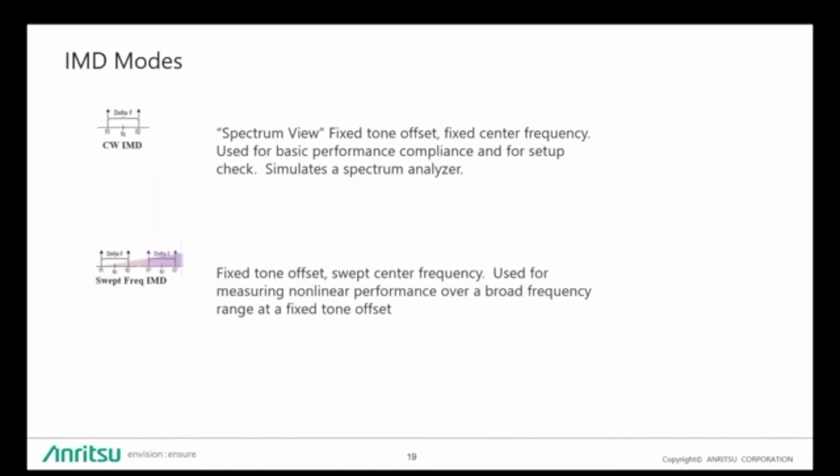And moving on, there are two modes to actually measure the output IP3. One is the spectrum view mode, where you have a fixed center frequency and a fixed tone offset, and it looks like a view on the spectrum analyzer. The other method is where you use swept center frequency, a range of frequencies that you want to measure the output IP3 over. This will become apparent from the picture on the following slide.